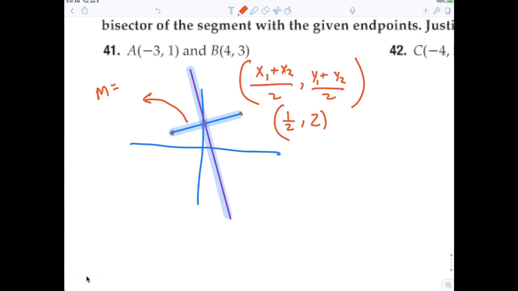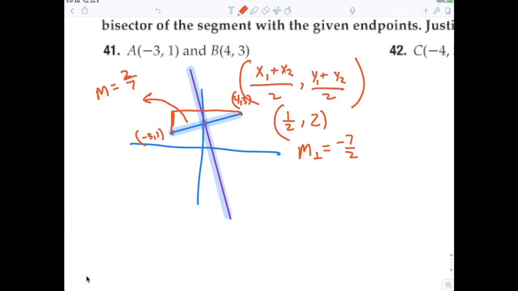Remember, slope is just the rise over run. Keep in mind, for negative 3, 1 and 4, 3, I know the formula is y minus y over x minus x. But how did I get from this point to here? I went up how many? 2. And then I went over how many? 7. The slope is 2/7. So the slope of the perpendicular would be about? Negative 7/2. That is correct.